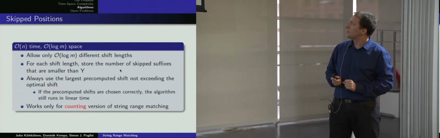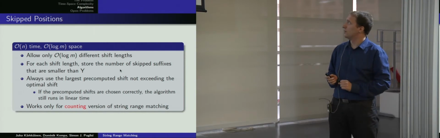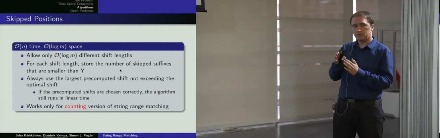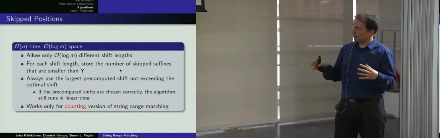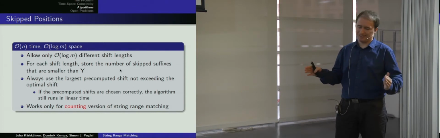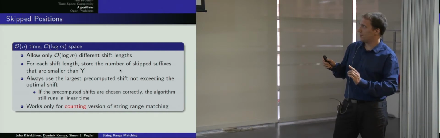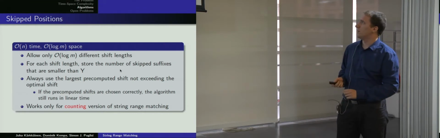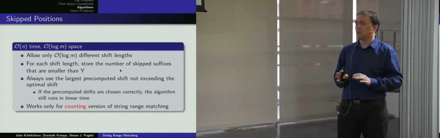So let's see the idea of the first algorithm. We only allow order log m different shift lengths of the pattern. And for each shift length, we pre-compute the number of skipped suffixes that are smaller up to that shift. And now, whenever normally in the algorithm we would do a certain shift by a certain amount of positions, that we call the optimal shift, instead we do a shorter shift, and this shorter shift is the largest pre-computed shift that doesn't exceed the optimal shift, right? And if we pre-compute those shifts correctly, this algorithm still runs in linear time.